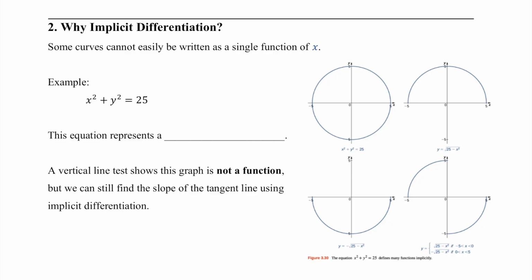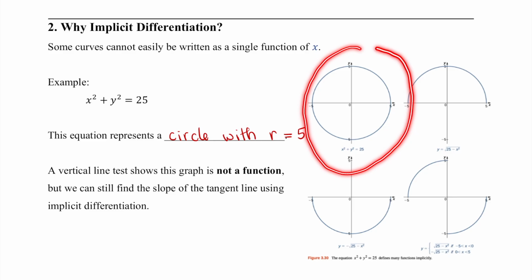So why do we need implicit differentiation? Let's look at this equation again. X squared plus y squared equals 25. This equation represents a circle with radius of 5. Now, here's the key idea. If we try to write this equation as y equals something, we would actually get two different expressions for y. Because of that, this graph does not pass the vertical line test, which means it's not a function of x.